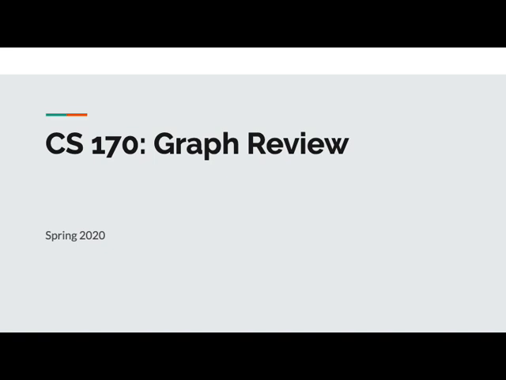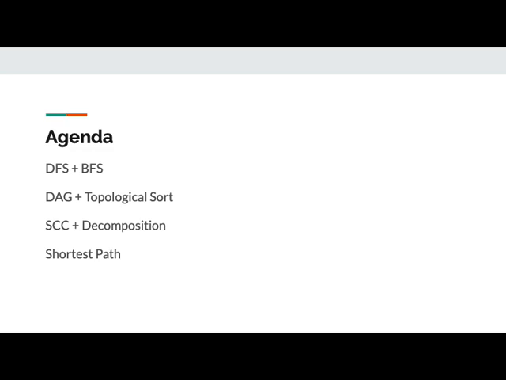Hello everyone. I think we can get started. Welcome to CS170 midterm review. Today we're focusing on graphs, and we broke the section down into four topics: DFS, BFS, DAG topological sort, strongly connected components, and also shortest path. As you may know, for this midterm, minimum spanning tree and greedy algorithms will not be covered. So in this section in particular, the focus should be on the shortest path algorithms.